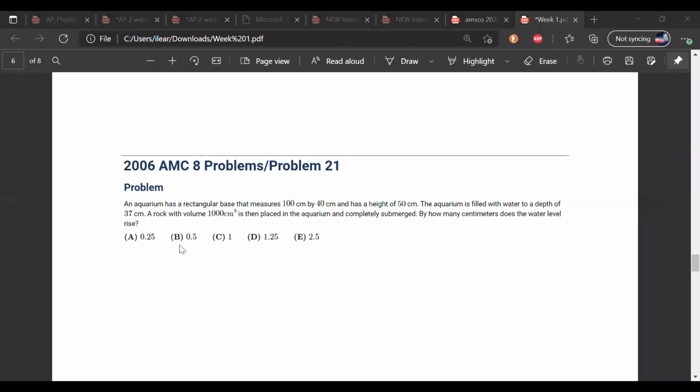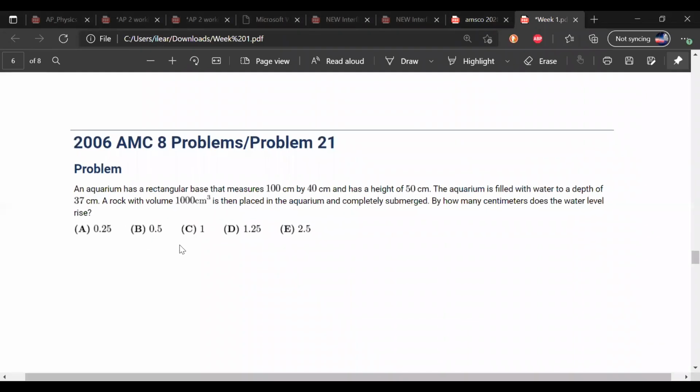So now let's look at this problem. An aquarium has a rectangular base that measures 100 centimeters by 40 centimeters and has a height of 50 centimeters. The aquarium is filled with water to a depth of 37 centimeters. A rock with volume is then placed in the aquarium, completely submerged. How many centimeters does the water level rise? So this problem is also slightly related to fractions.